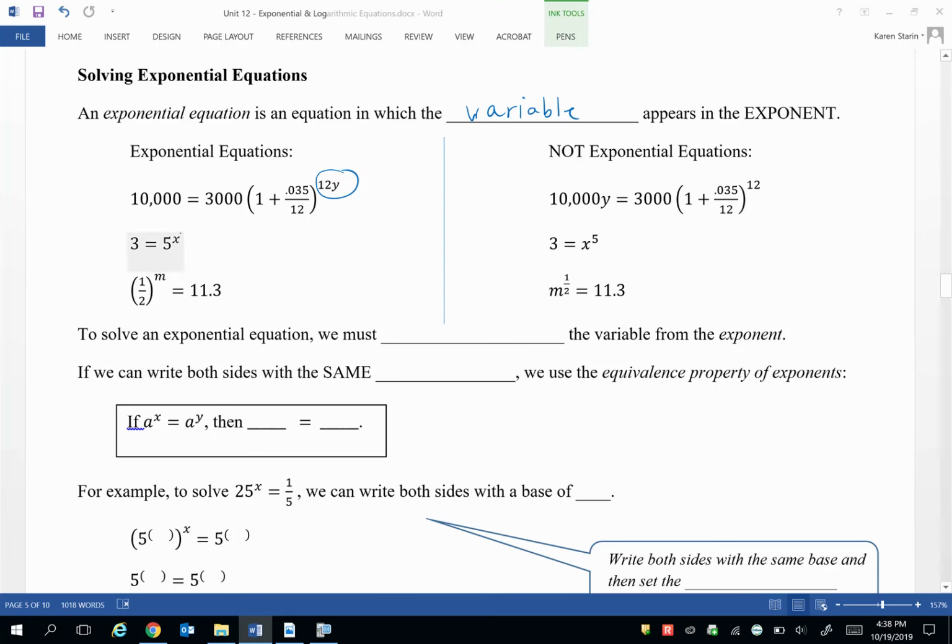3 equals 5 to the x. X is in the exponent. 1/2 to the m power equals 11.3. M is in the exponent.